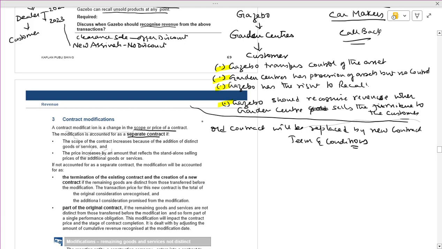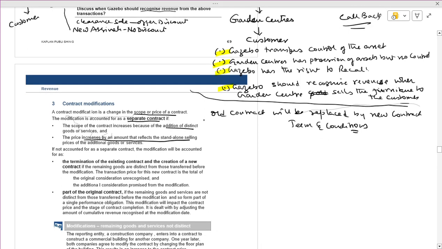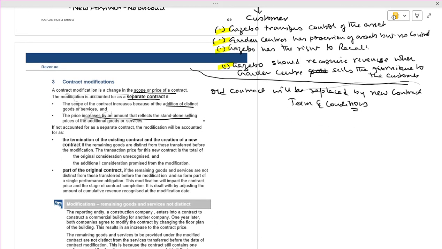The scope of the contract increases because additions are distinct goods and services. The price increases by an amount that reflects the standalone selling prices. Fine, these are the things with respect to separate. If not accounted as a separate contract, the modifications will be what? The termination of the existing contract and creation of a new contract. You forget about the old contract and everything should be termed as a new contract if the remaining goods and services are distinct from those transferred before.